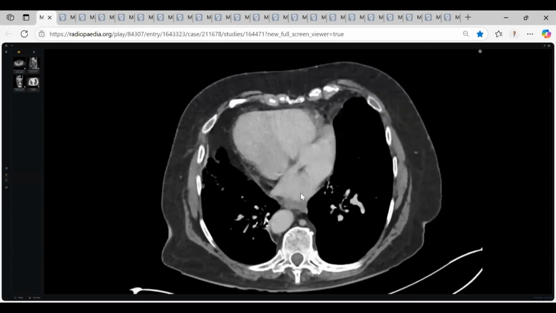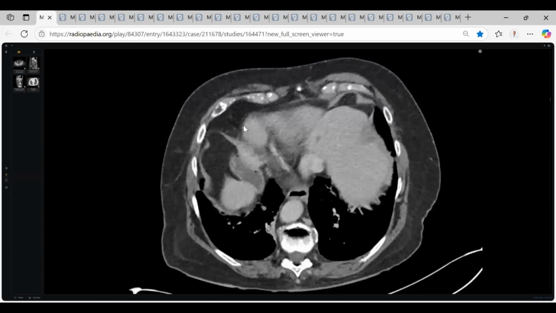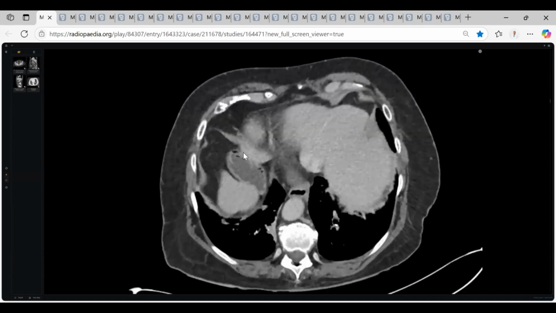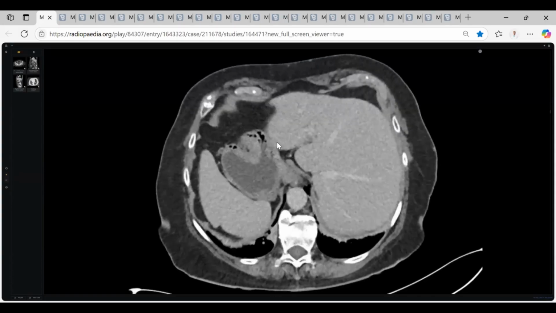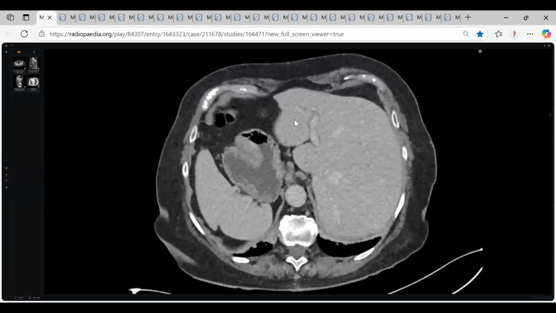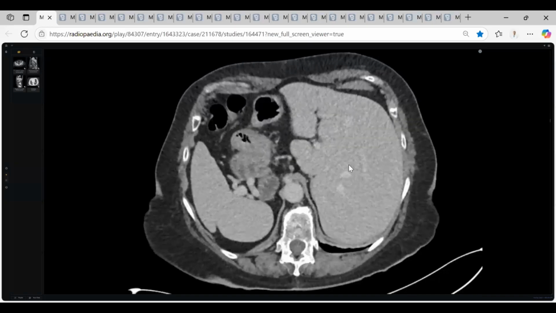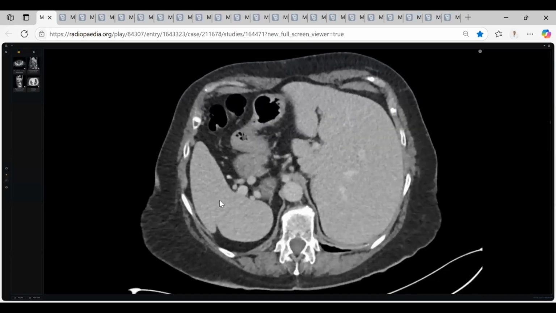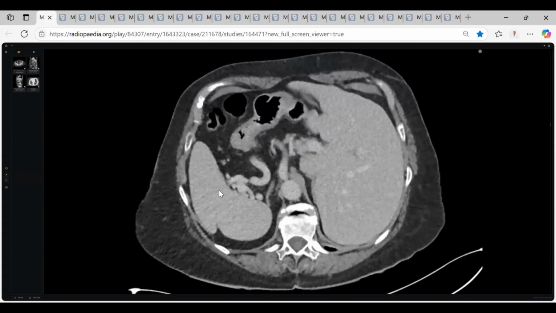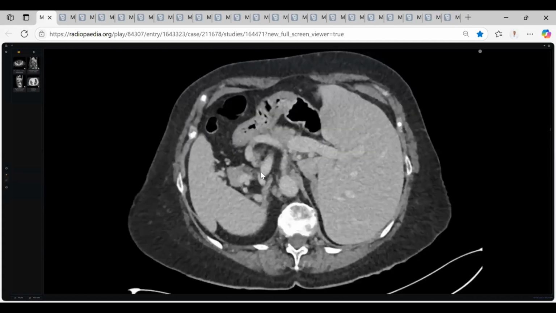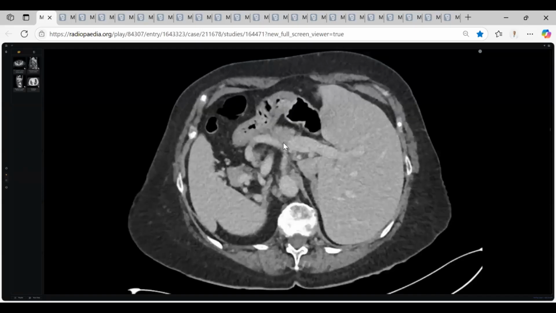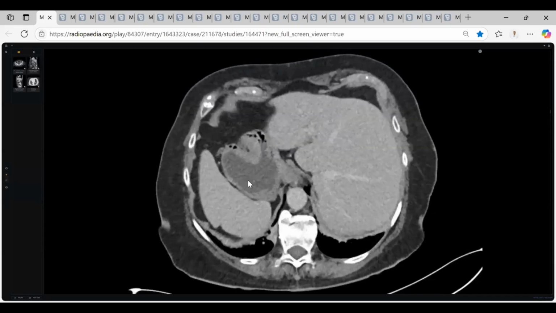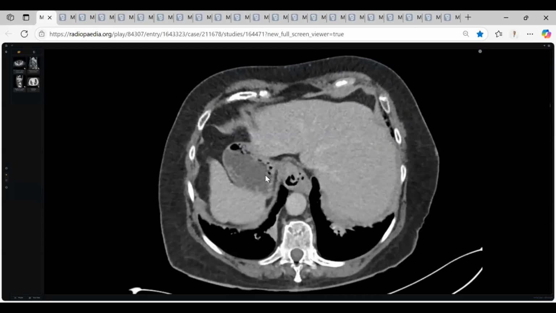There appears to be dextrocardia present. The heart apex is seen to the right. Just scrolling down. The liver seems to be on the left-hand side. The spleen is seen on the right-hand side. There appears to be situs inversus totalis. I'm looking for the stomach. The stomach appears to be on the right-hand side.